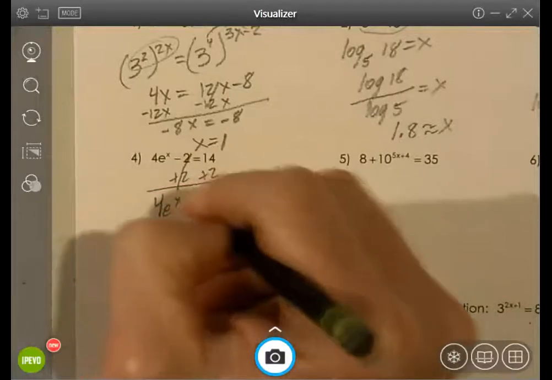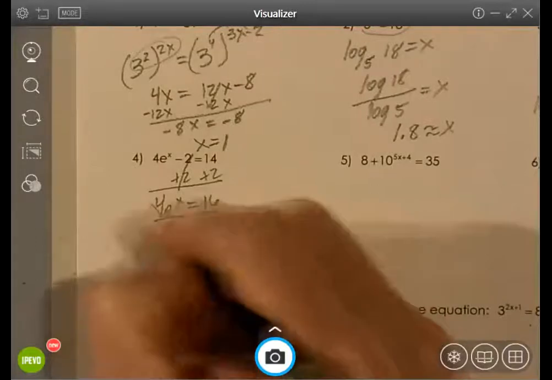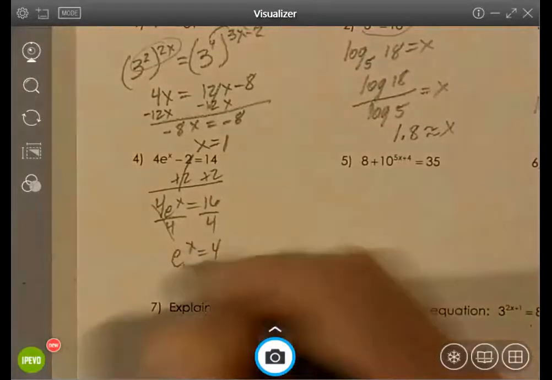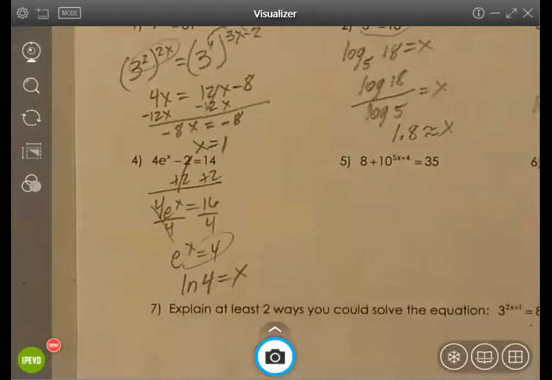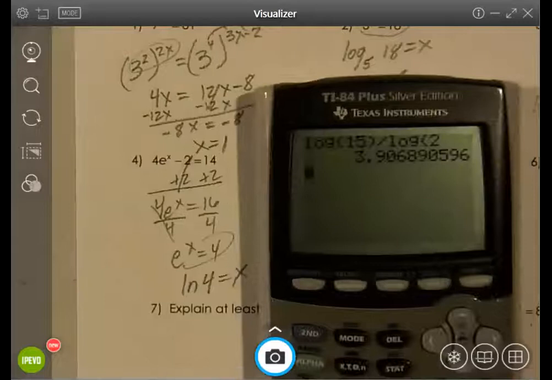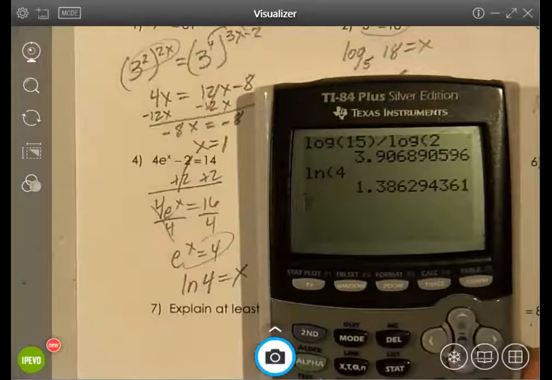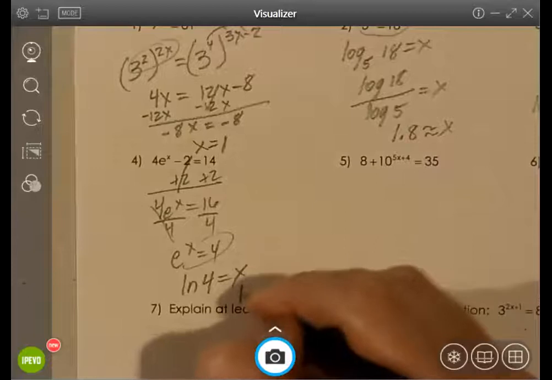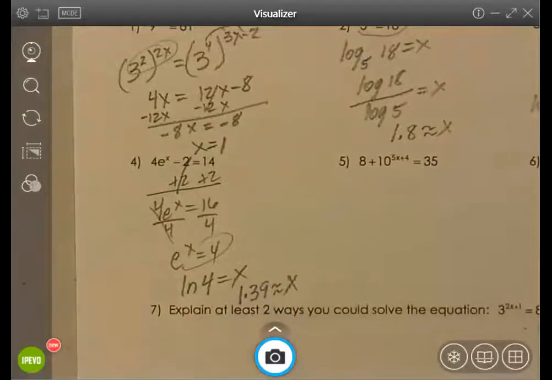4 e to the x equals 16. We're going to divide by 4. Now we would say the natural log of 4 equals x. That's easy enough to do on our calculator. Natural log of 4, and it is x, which is 1.39. That's approximately your x value.